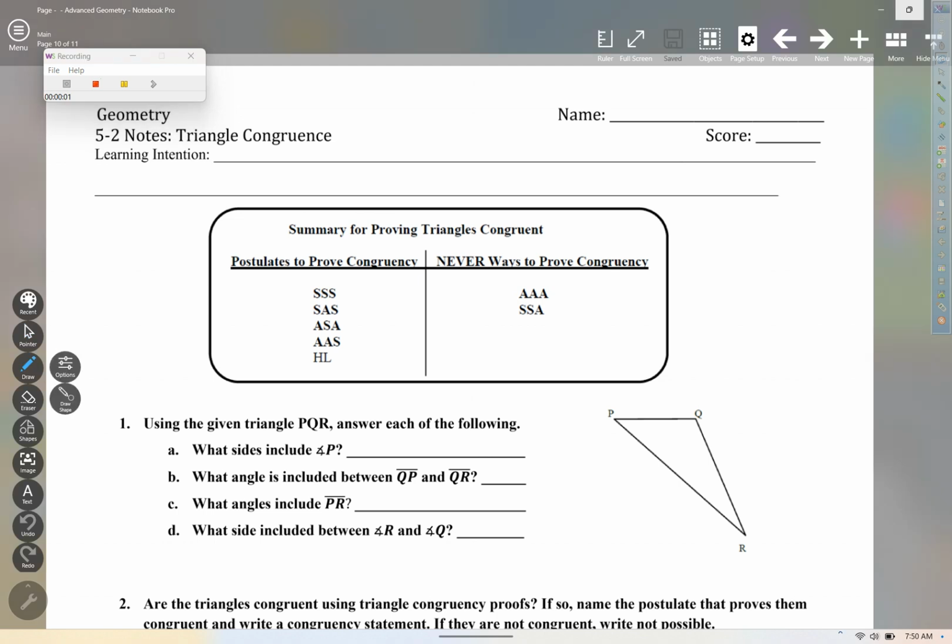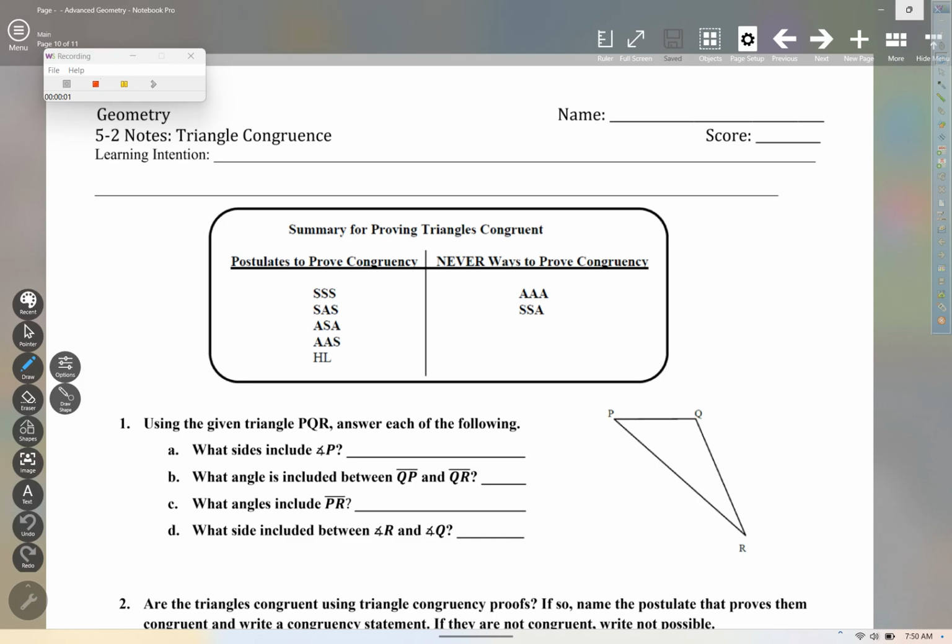All right, we are moving on to 5-2 notes, triangle congruence. So last class we talked about algebra proofs and how to not only solve an algebra equation, but then also how to identify each process that we have done. So today we're going to talk about how to prove triangles congruent.